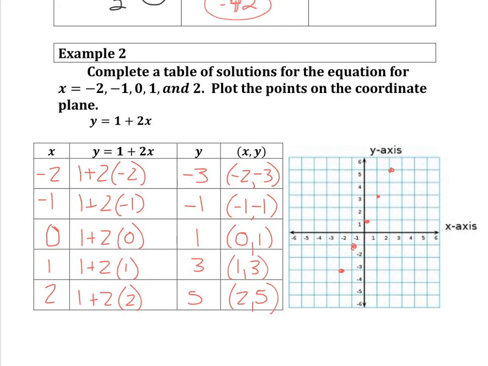If you notice one of the points is out of place, you should redo that point because it's probably wrong. Now we're going to connect the dots. And since it's a line, it goes on forever in both directions. We're going to continue and put arrows on both ends to get full credit.